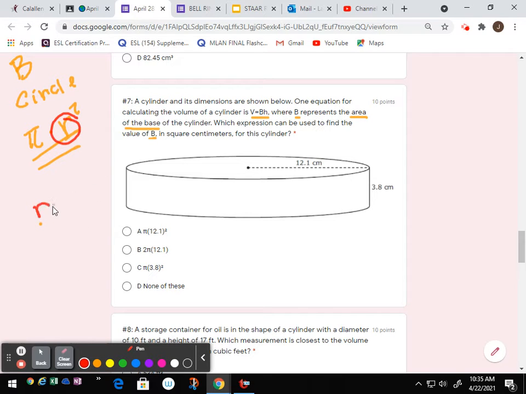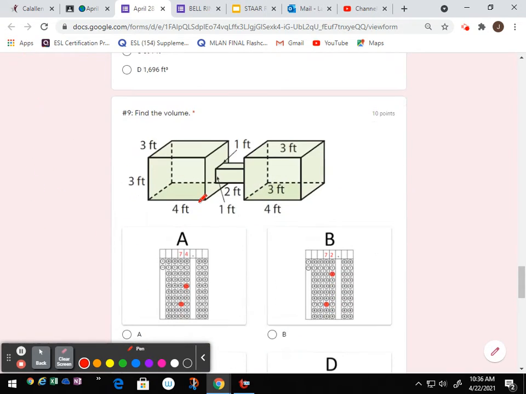So let's see what R is equal to. R is equal to, from the center to the side, it is 12.1, okay? So we have 12.1, so all we have to do now is just plug 12.1 into our equation up here. So we have pi times 12.1 squared, and that's it, okay? So let's see which one matches that. And we see that answer choice A matches what we just wrote. So A is our correct answer for number 7. We're going to look at number 9 now.